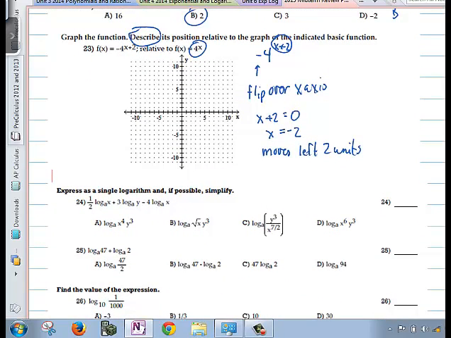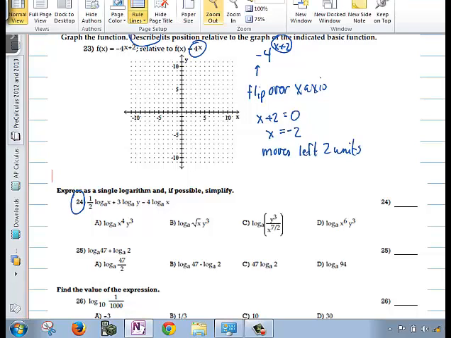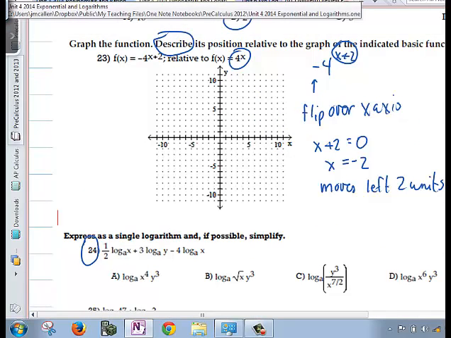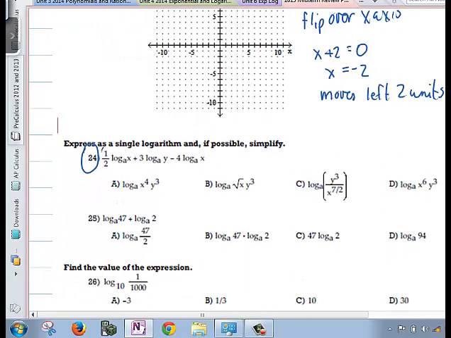The next one is number 24. They want us to compress the logarithms. So in this case, you have to remember your logarithm properties and rules. Remember, coefficients become powers, like the 3 and the 4 here. So this would all be first written as log base A of x to the 1/2, plus log base A of y cubed, and then minus log base A of x to the 4th.